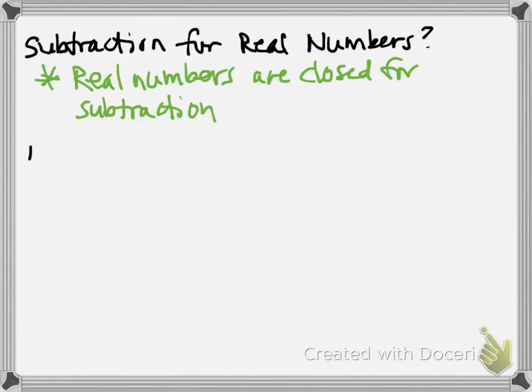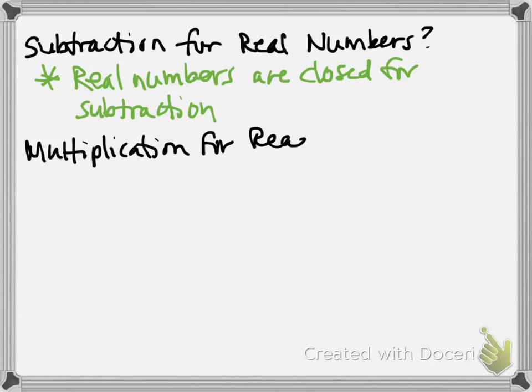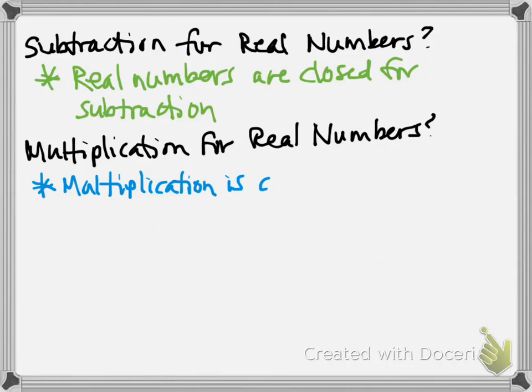Okay, what about multiplication for real numbers? Can I possibly multiply any two real numbers and get an imaginary number? Is that possible? Is there any way to multiply and get radical negative 3? The answer is no, it's not possible. So we've got closure again. Here's our other way to say it: multiplication is closed for real numbers.